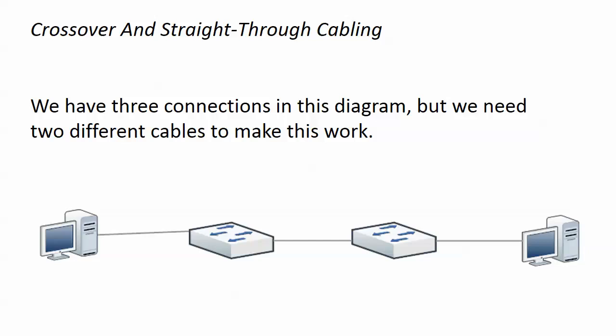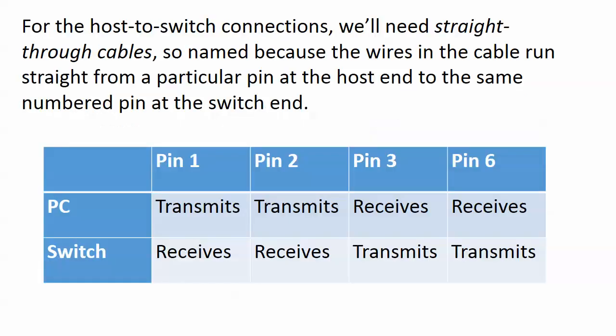In this diagram, we have three connections: host to switch, switch to switch, and then switch to host. We need two different cables to make this work. The first kind of connection we're going to address is the host to switch connection. We have two of those, and for those, we're going to use straight-through cables.